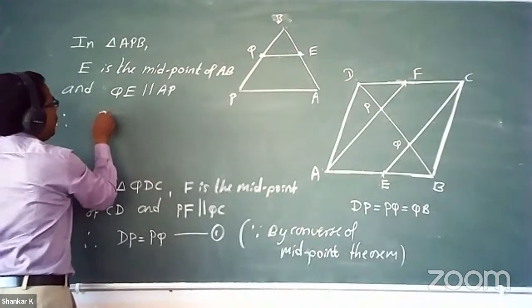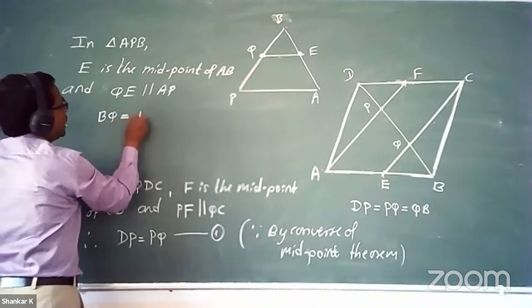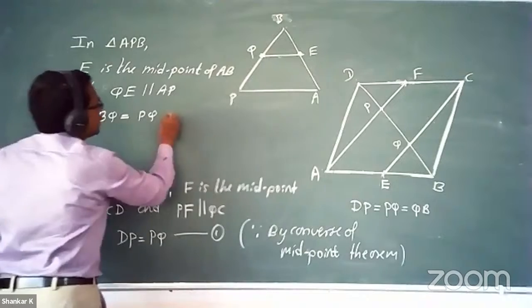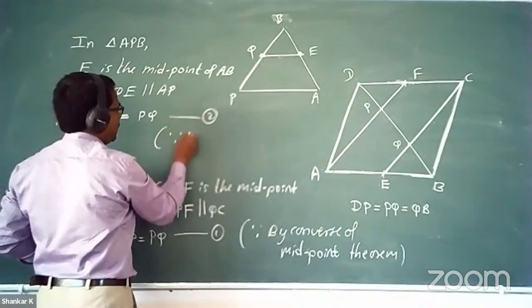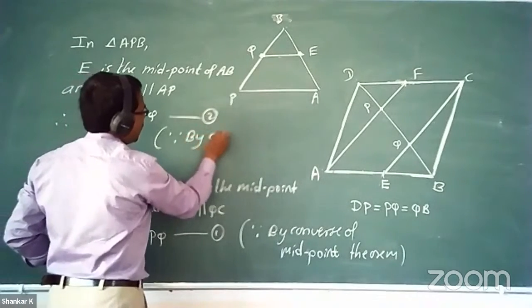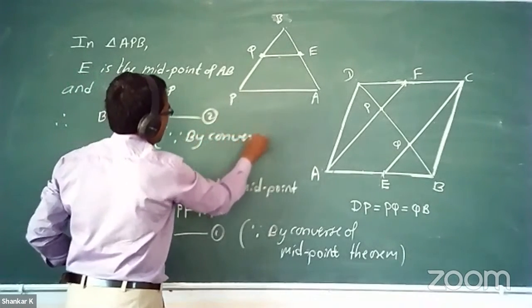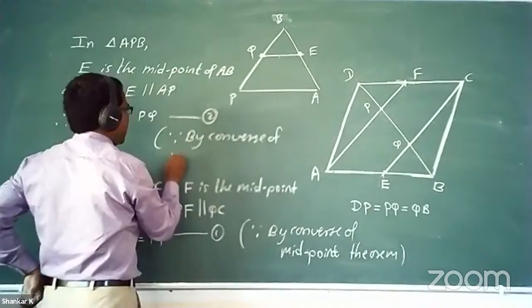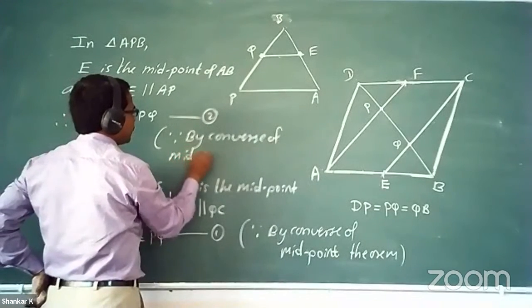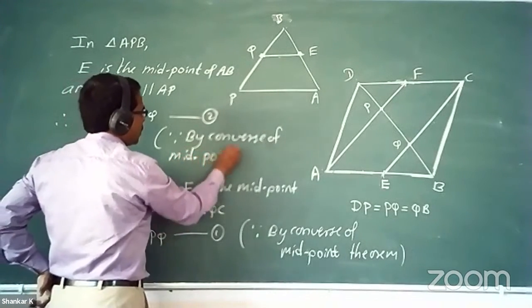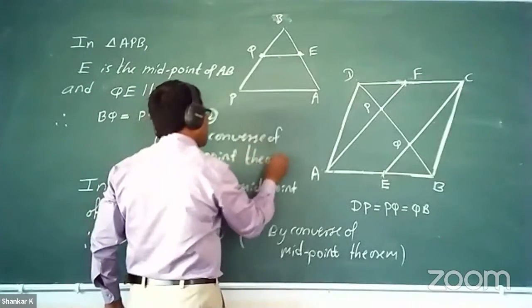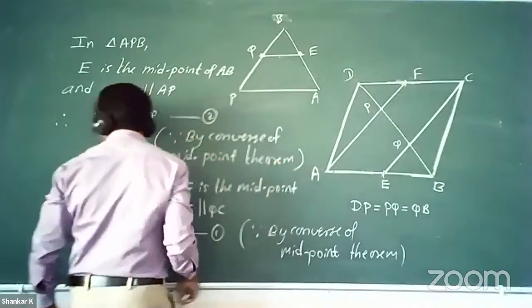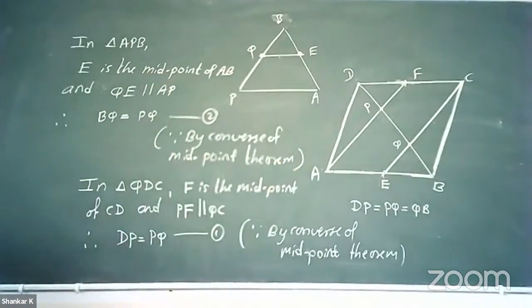BQ equals PQ. Second, this is also the same reason: converse of midpoint theorem. Converse of midpoint theorem. Correct one.